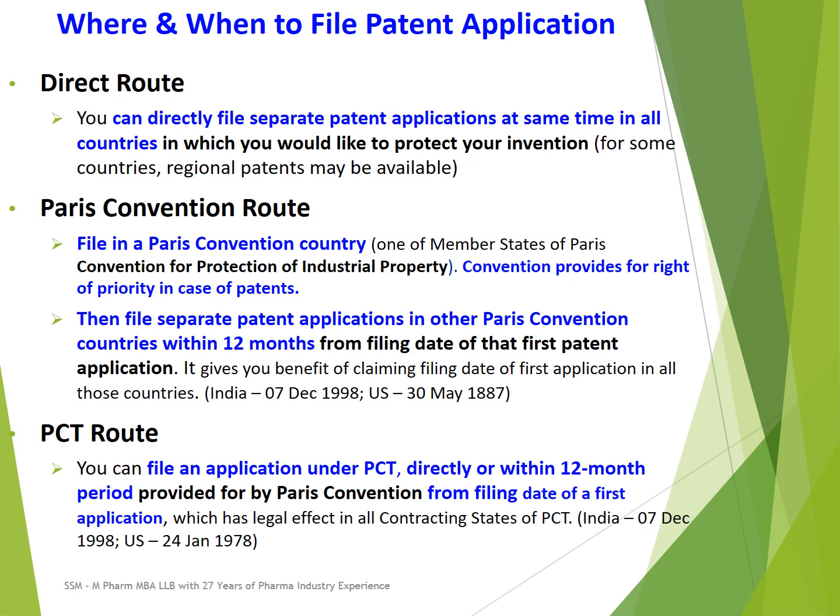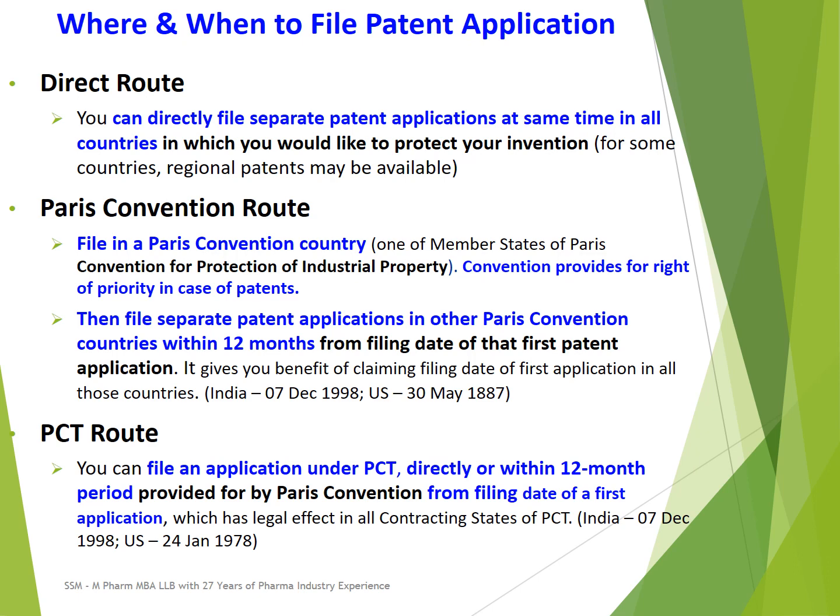So if you want to file applications abroad in many countries, then it is very difficult to take the direct route. So in order to solve this problem, there are two other routes. One is the Paris Convention route and next is the PCT route. Now let us first discuss the Paris Convention route.